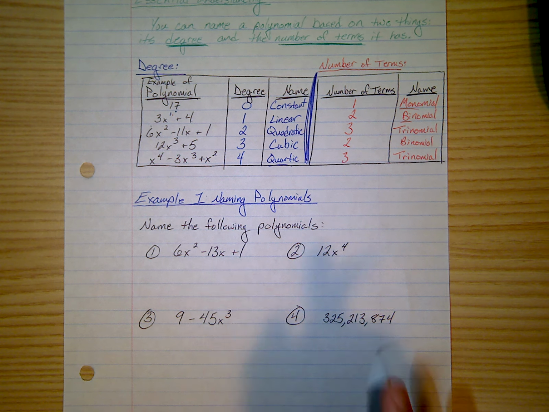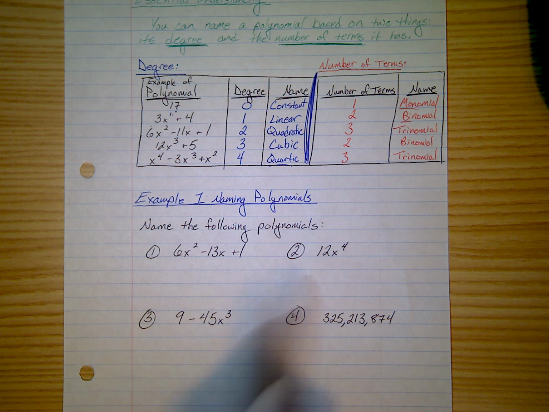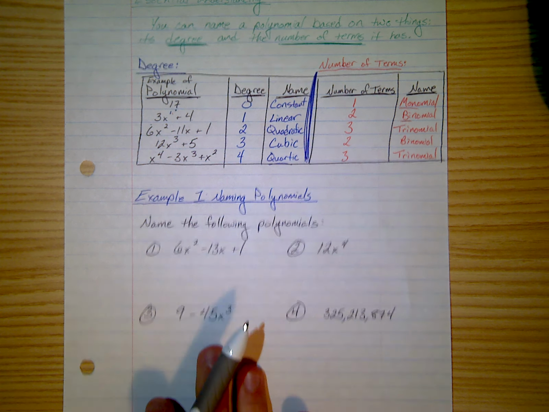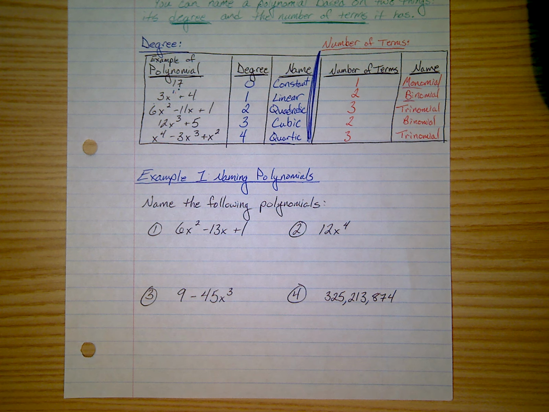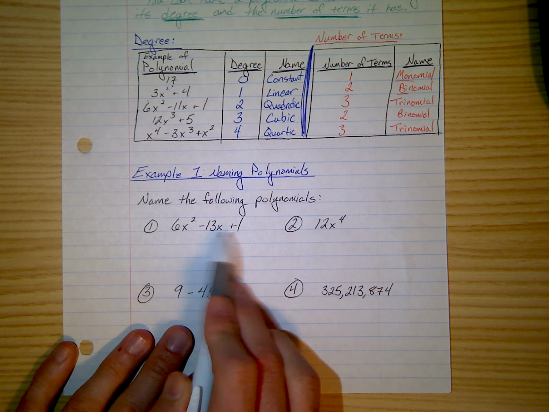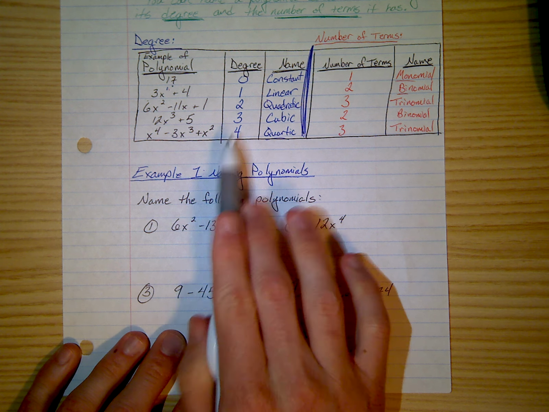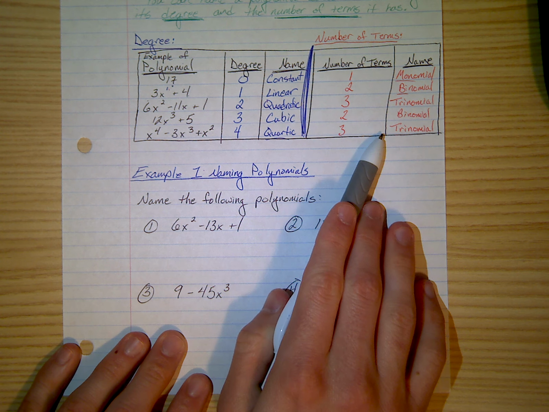So down here, this is all we're doing today. We're just going to name these 4 polynomials. In fact, if you want to take a guess at them first before I do them, go ahead, pause the video and do that. Otherwise, looking at this first one, 6x squared minus 13x plus 1. You need to name it both ways, on the degree and how many terms it has.